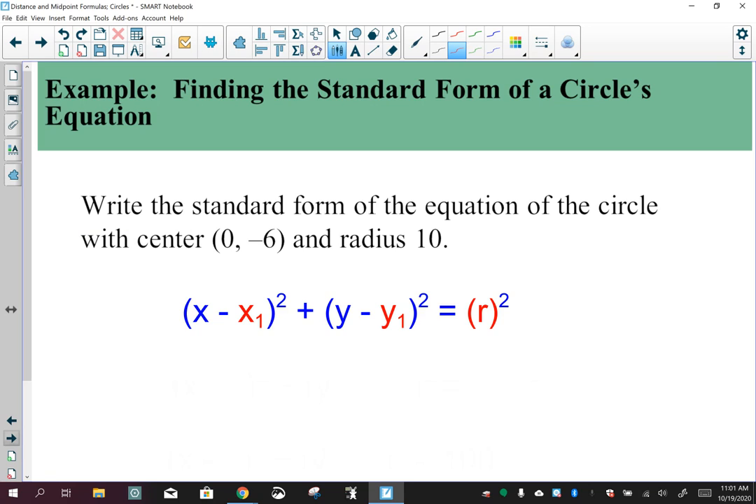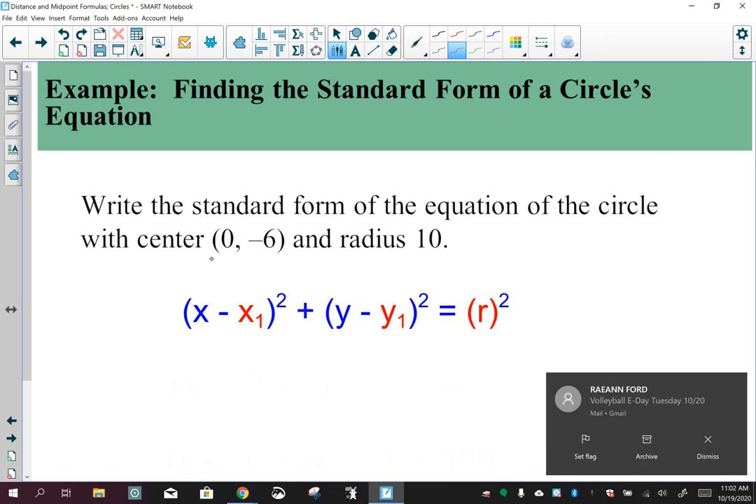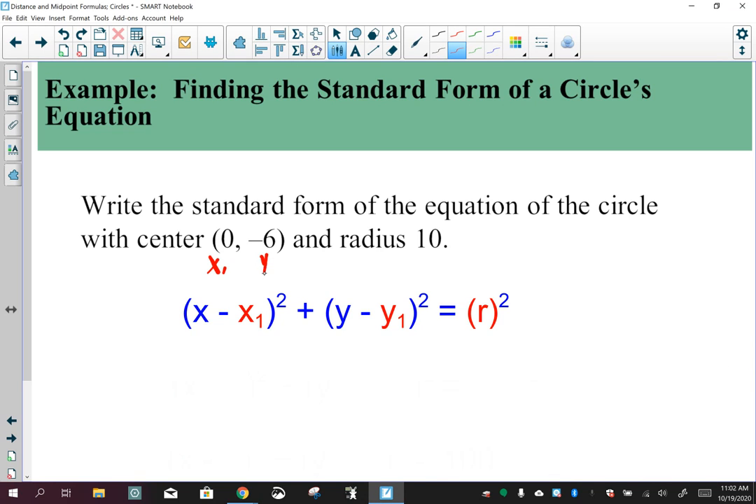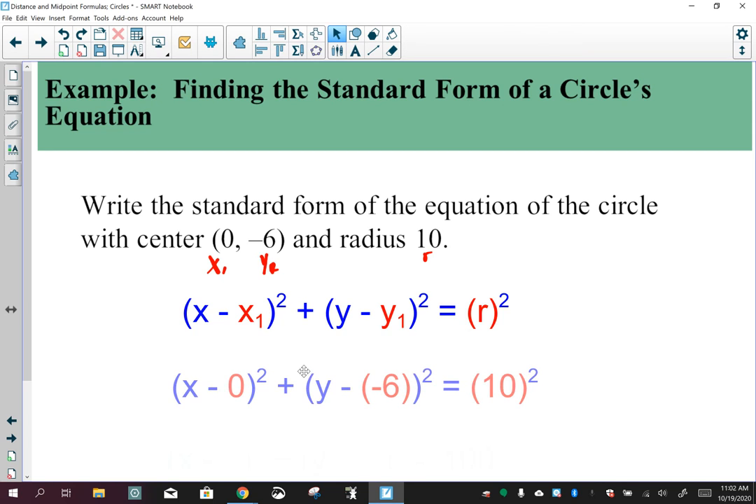So let's take a look here. Write the standard form of an equation of the circle with a center of (0, -6) and a radius of 10. So when I am doing this, I know they gave me a point, x1, y1, and they gave me a radius. So what I'm going to do is take that and plug that into my equation here. And when I do that, I get this.